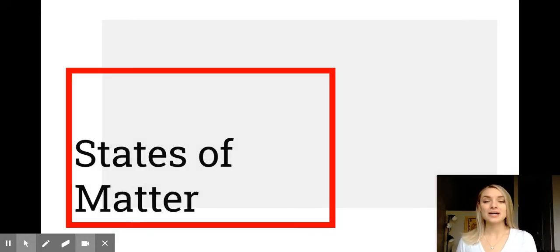And today we're going to be talking about states of matter. So we've talked a lot about thermal energy, and now we're going to take that idea and all those concepts, and apply them to a new context, talking about matter.